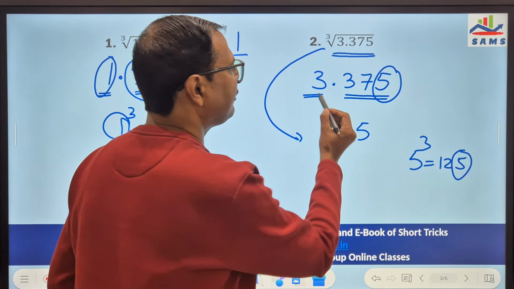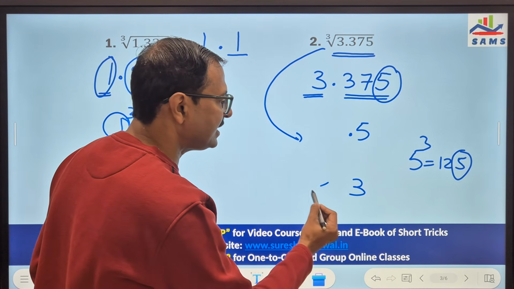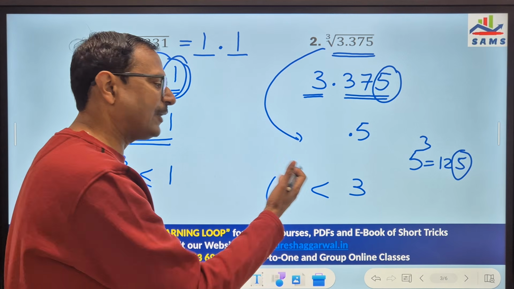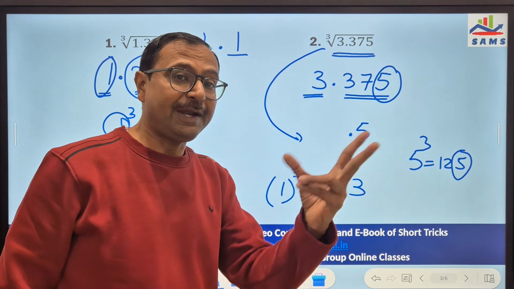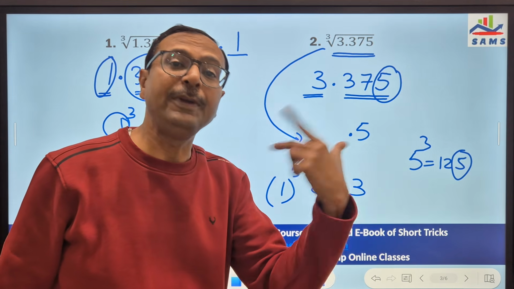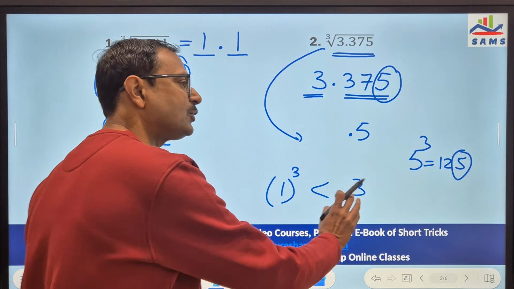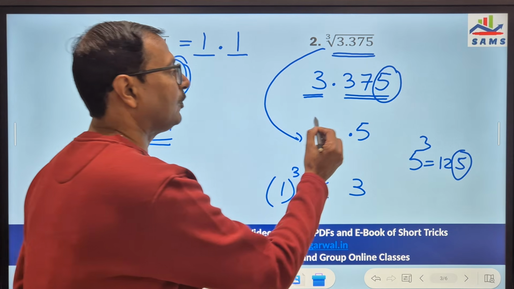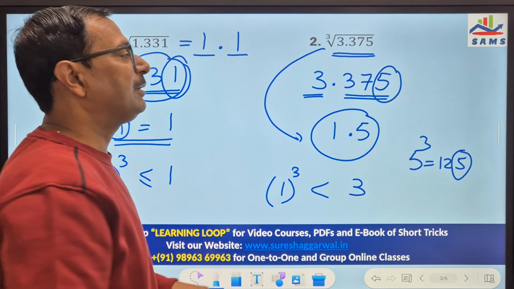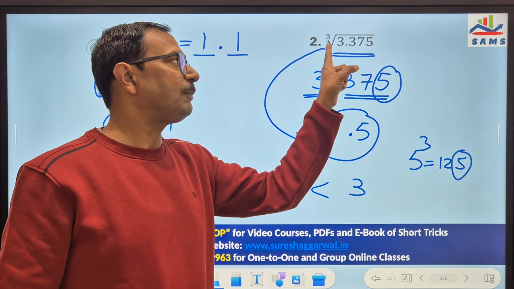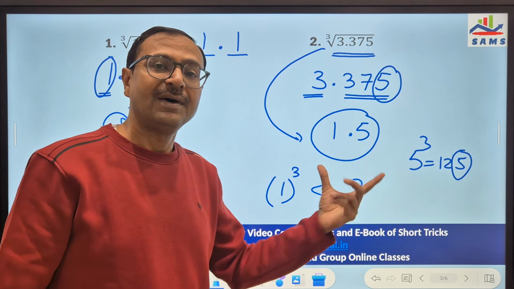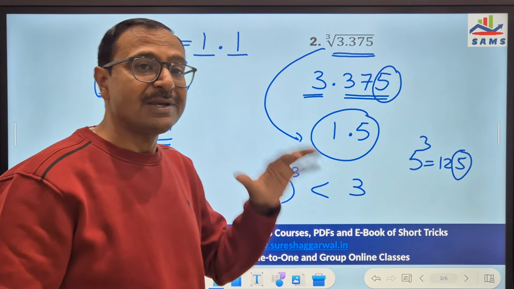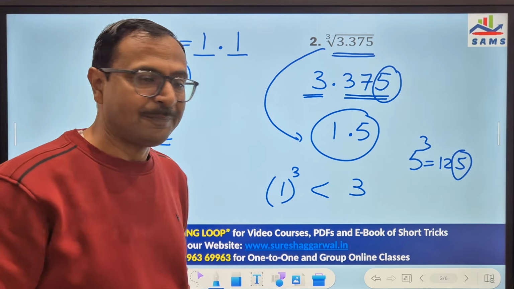And before the decimal we have 3. And 3 is greater than which cube? It is 1 cube. 1 cube is 1. 2 cube will be 8, which is greater than 3. I don't want to go beyond 3, okay? Either equal to 3 or less than 3. So 1 cube is the number, and that 1 forms the remaining part, giving me the answer for the cube root of 3.375 as 1.5. And you can check using the calculator, the answer is going to be very, very accurate.